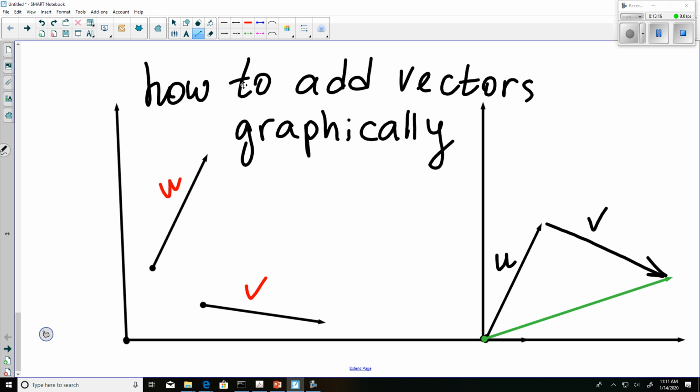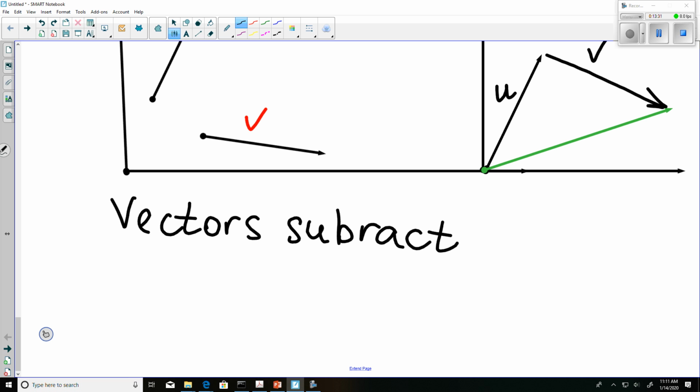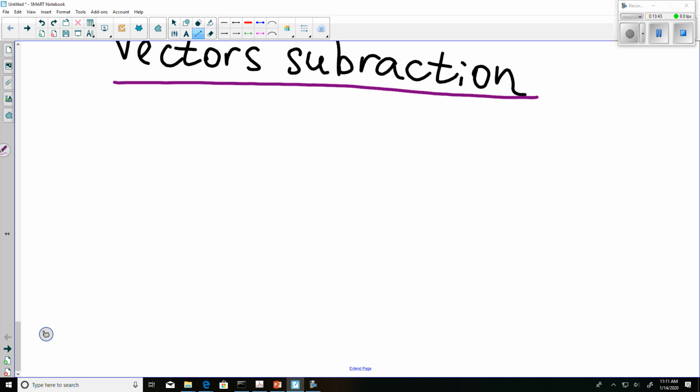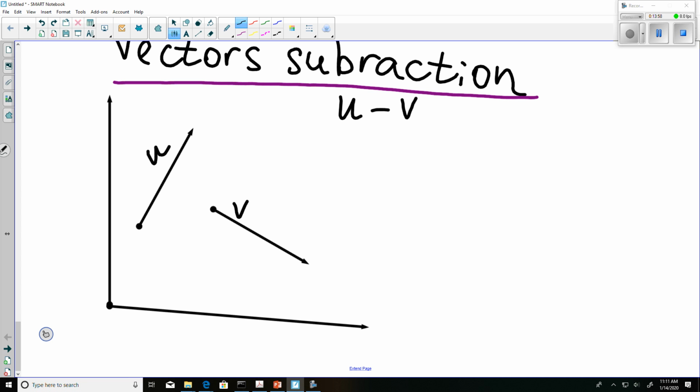Now, how to graphically subtract? That's a bit challenging. Let's discuss how to subtract vectors. The same information is given: I have two vectors. Let's have one vector u and one vector v. This is u, this is v. And I'm trying to do u minus v.